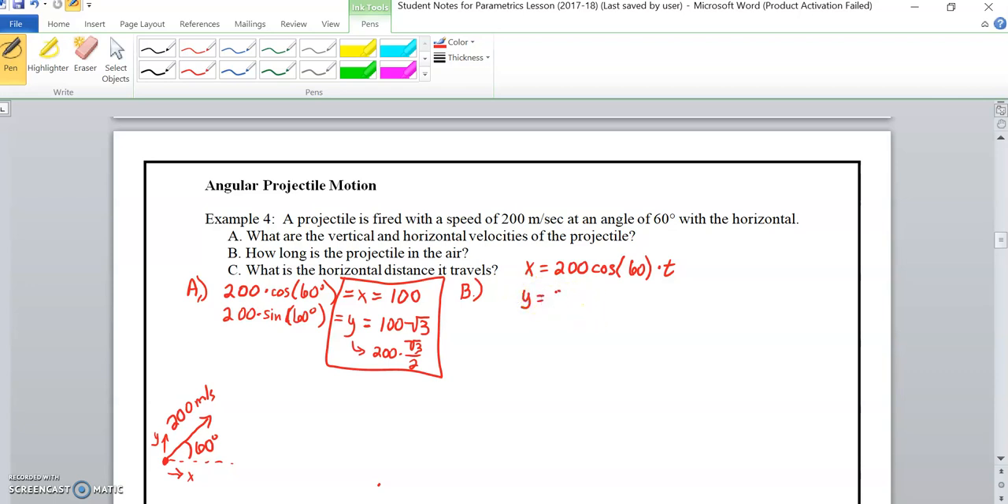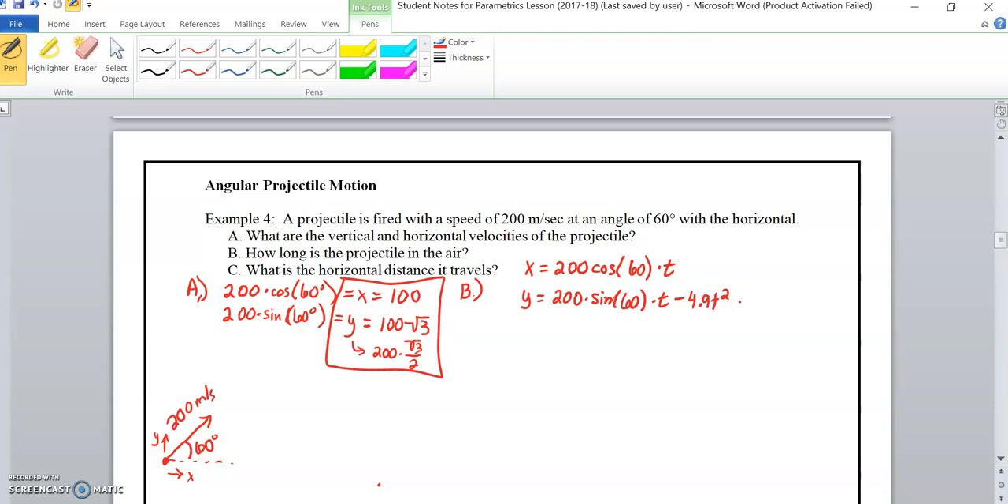Then we have y is 200 sine, so there's our velocity component vertically. We have our gravity component.